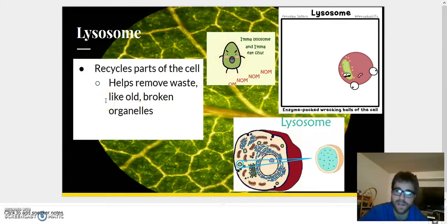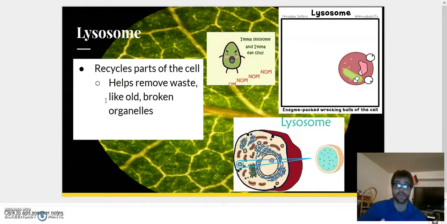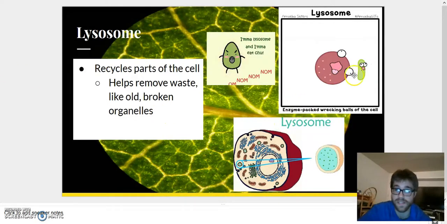Recycle those parts of the cell that the cell doesn't need anymore. If something's broken, if a ribosome is not working correctly, making bad protein, a lysosome will come along and get rid of it. So a lysosome, like this picture shows, sees a bad organelle and then it absorbs it slowly.